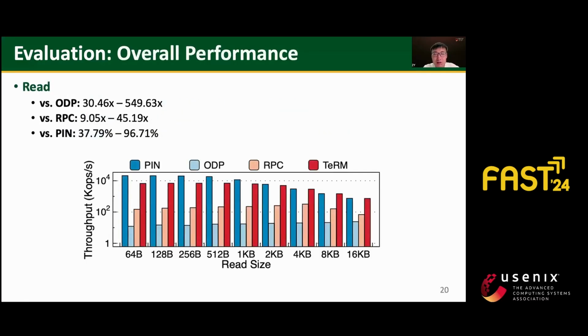The first is the read performance. You can see that TeRM surpasses the hardware solution, ODP, by hundreds of times. It outperforms the software solution, RPC, by up to tens of times. TeRM achieves a comparable performance against the pin approach, but uses only half physical memory.